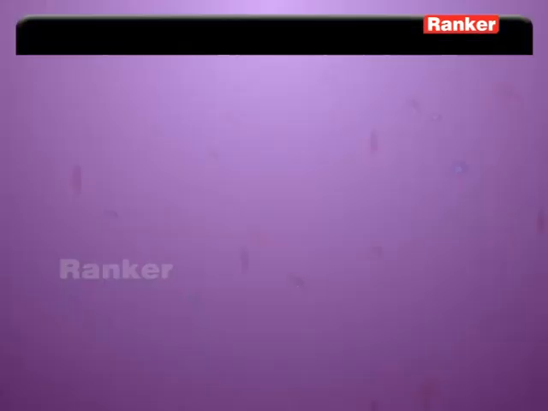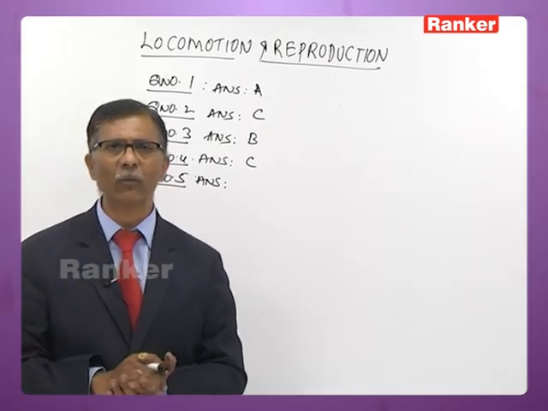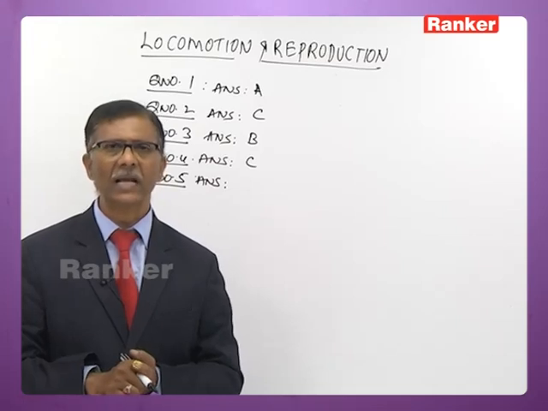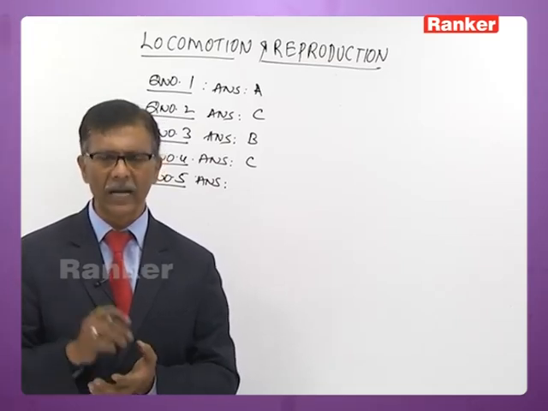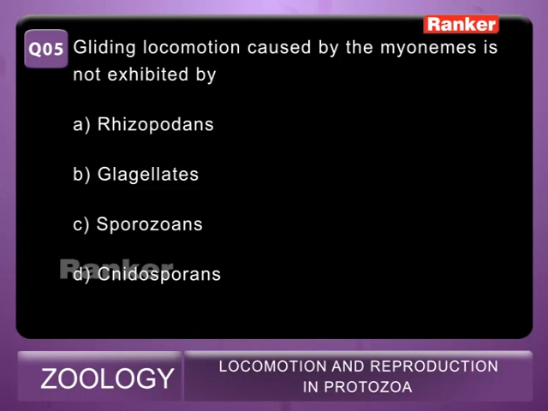Now fifth question, gliding locomotion caused by the myonemes is not exhibited by. Gliding movement is zigzag movement noticed in certain organisms. Gliding locomotion is brought about by myonemes, you know. He is saying in which of the following it is not exhibited?